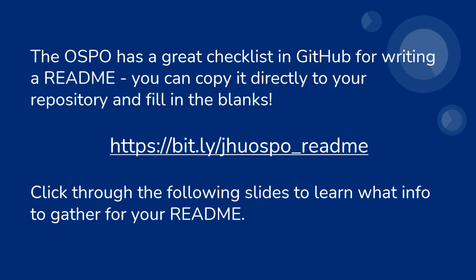The OSPO has a great checklist in GitHub for writing a README. You can copy it directly to your repository and fill in the blanks. Visit bit.ly/jhuspo_README. You can click through the following slides to learn what information to gather for your README.